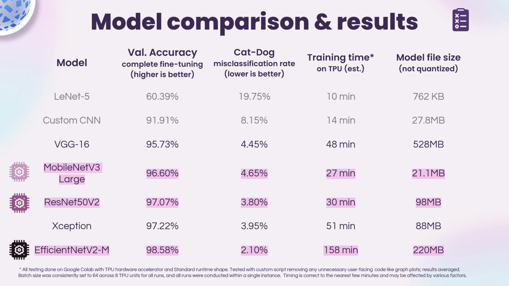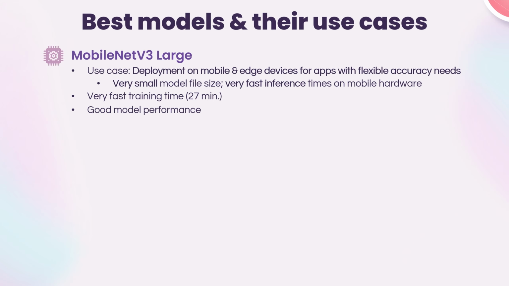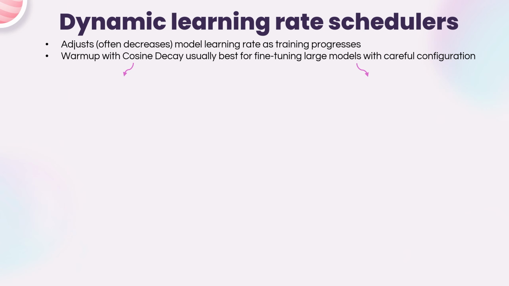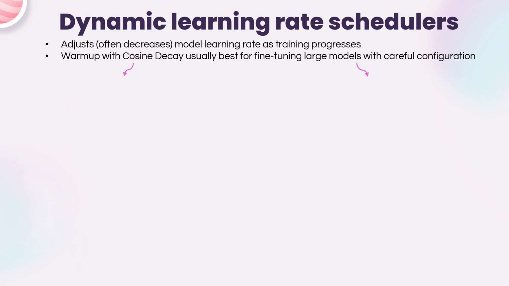And for our EfficientNet V2 M, this has the highest performance and the longest training time. So therefore, our best models, just to sum it up: MobileNet V3 is the best for mobile, ResNet 50 V2 is better when you need slightly higher accuracy, and EfficientNet V2 M gives us the best possible accuracy, but with much longer training time as well as more powerful inference needs.